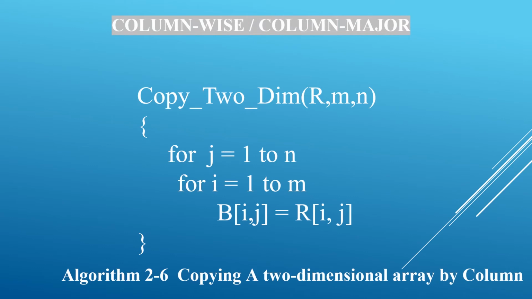Next. If we would have copying by column, so our priority is column. So that will be column major or column wise. As you have noticed, same na same, except for this one. Since we are pertaining to column major, our priority is column. So that's why in our for loop, we started with the J. And our inner for loop is I. So that's it.